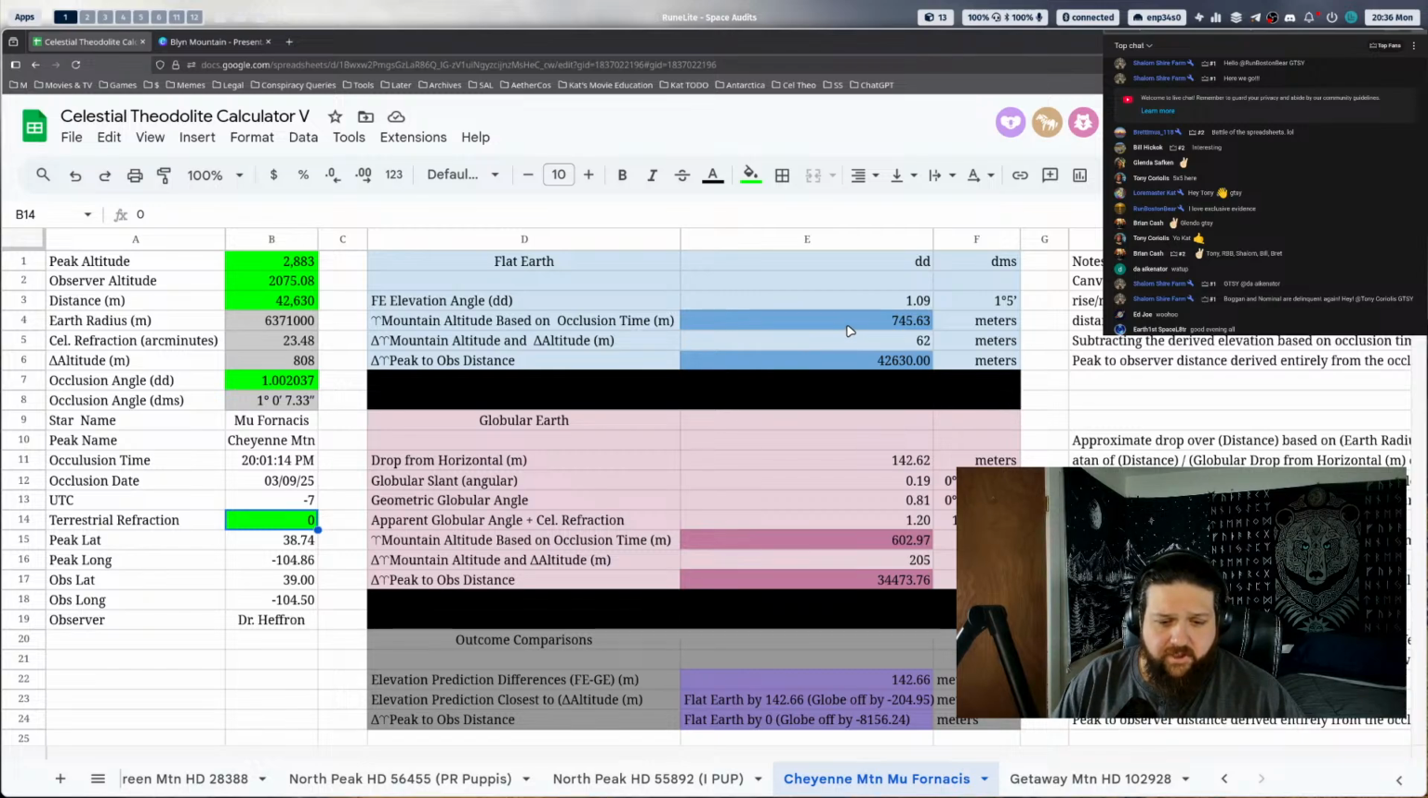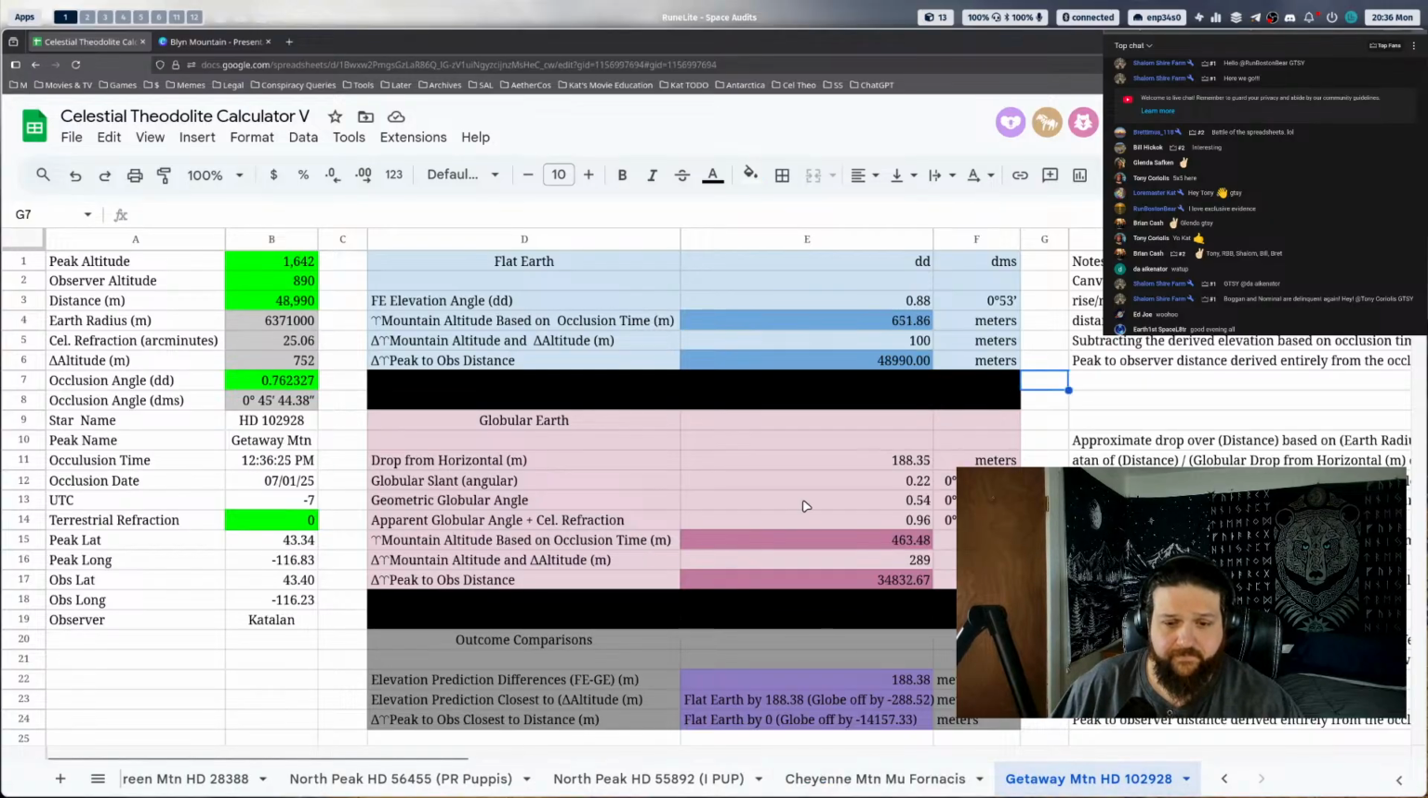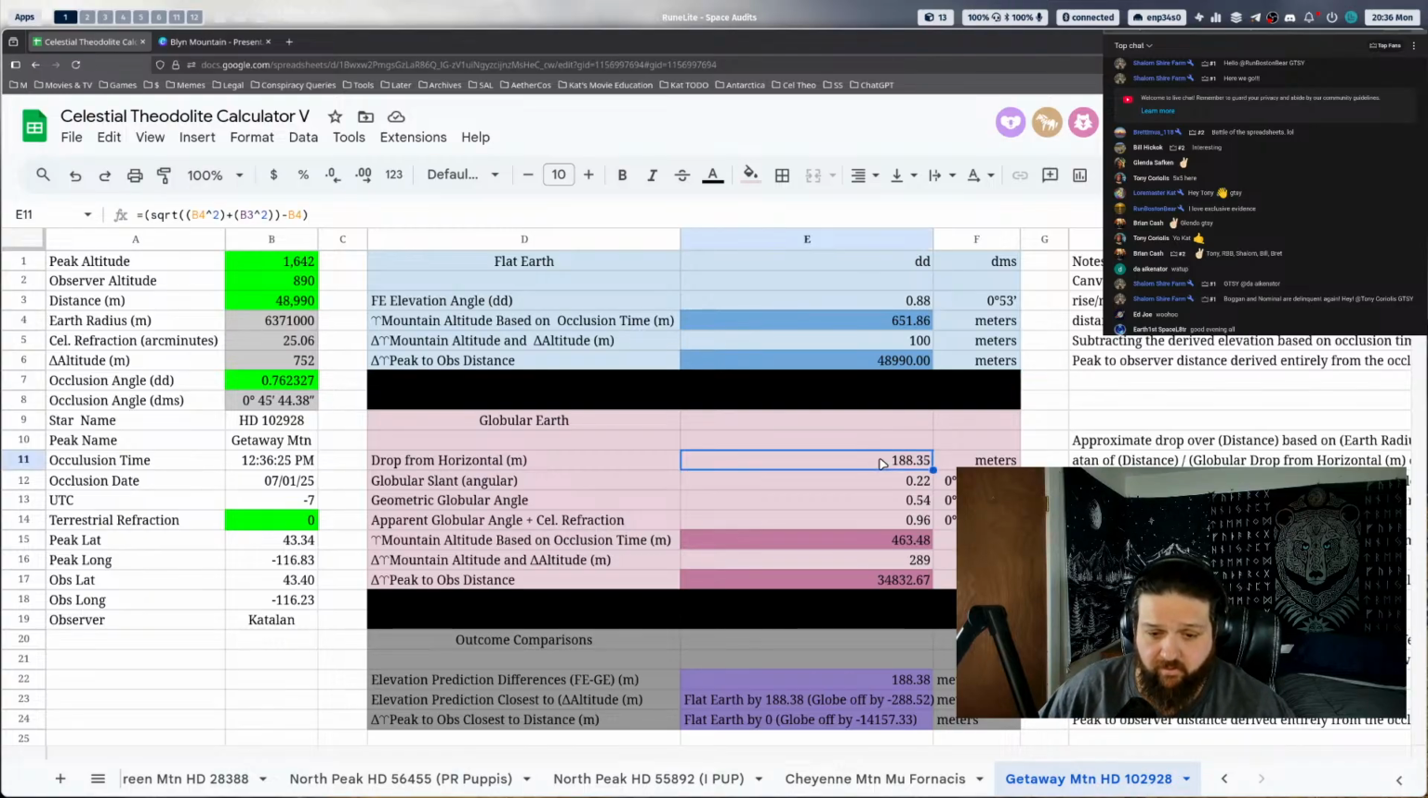So Cheyenne Mountain, same situation, globe's off by the difference in occlusion elevations. And then when we get down to the closest elevation prediction, flat Earth is closest by 142, globe's off by 204, and then distance-wise, the globe's off by 8,000 meters. Super unfortunate. And then we have Getaway Mountain, the globe's off by 14,000 meters, almost 300 meters in elevation, and the difference in how much they're off in occlusion timing is how much the globe is predicted in horizontal drop.